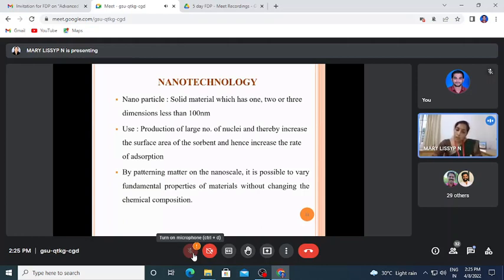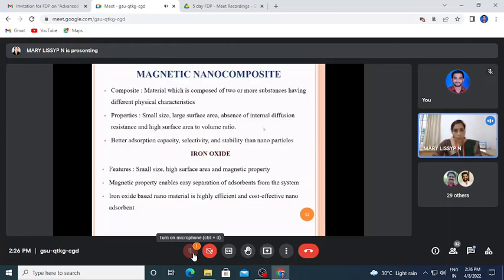Now, if you are patterning or rearranging matter, any particle, to the nanoscale, only the fundamental properties will be getting changed, but the chemical composition will not be getting changed. Now, another term, it is magnetic nanocomposite. What is the importance of considering magnetic nanocomposite in the removal of heavy metals?